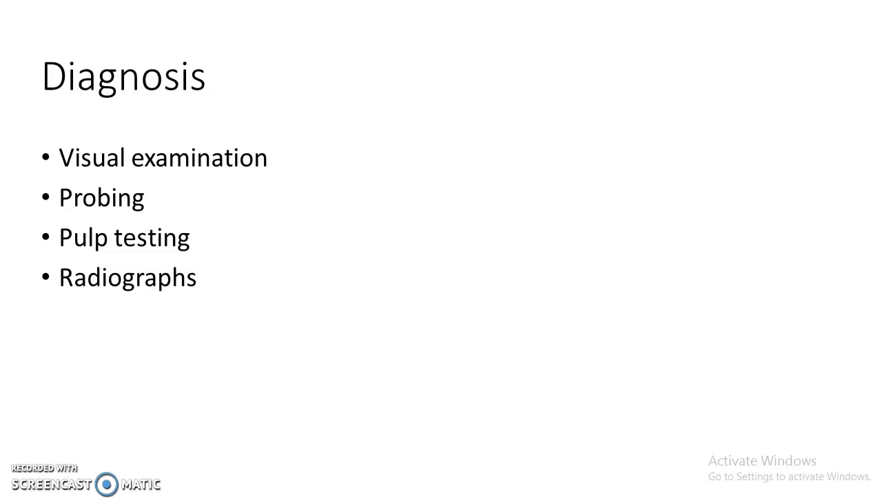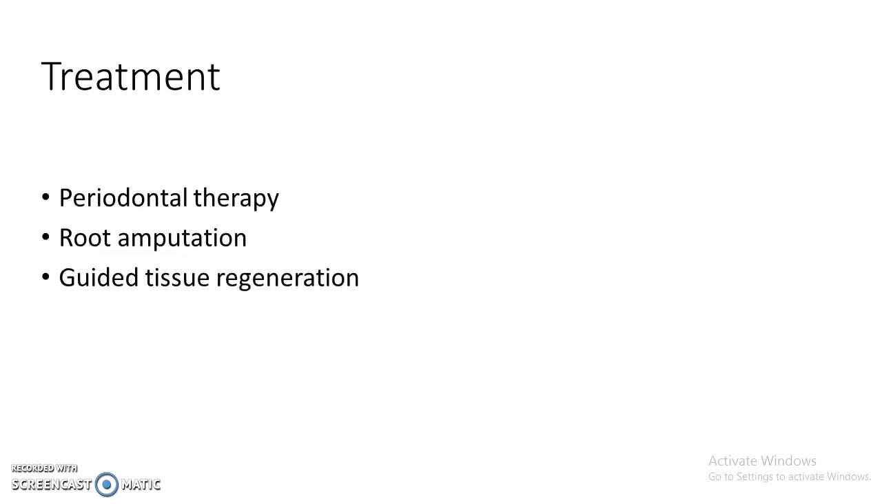And what is in the visual examination? In a generalized periodontal case, by visual examination we will make out large deposits of plaque and calculus, recession, and gingival marginal enlargement. All of this we can make out by visual examination. Treatment: periodontal therapy, root amputation, guided tissue regeneration. GTR is used because there is bone loss in periodontal cases. Primary periodontal.